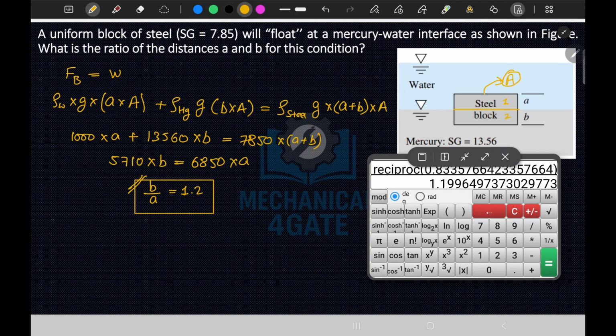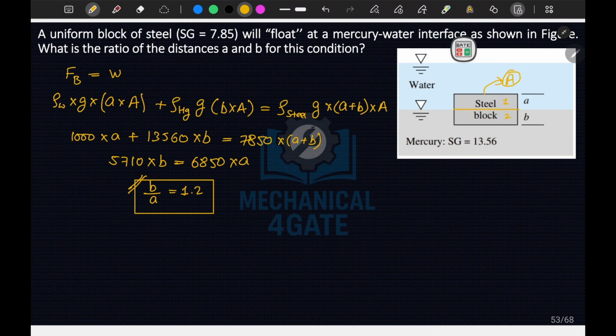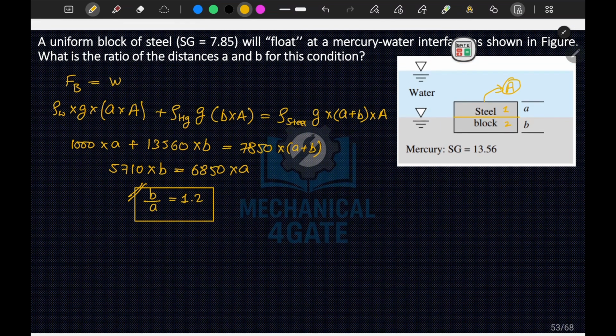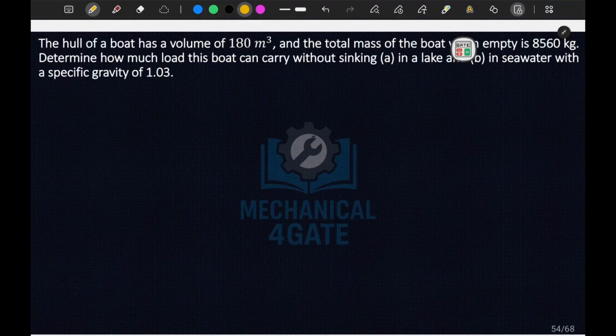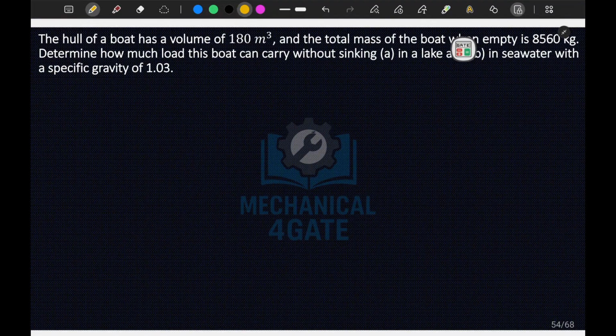Okay, so this is the ratio of A by B required for a steel block to float at the interface. Now next question. The hull of a boat has a volume of this, and the total mass of the boat when empty is 8560 kgs. Determine how much load the boat can carry without sinking.